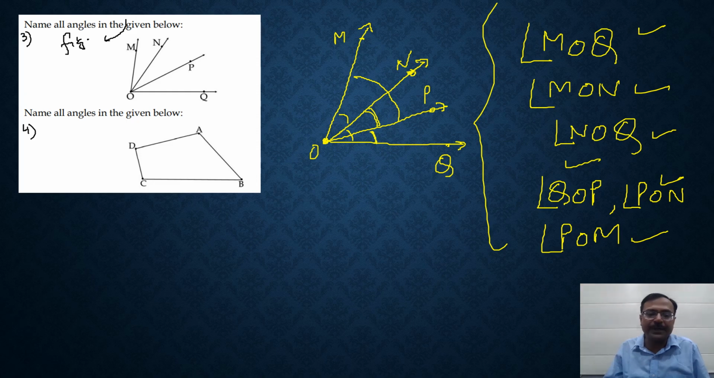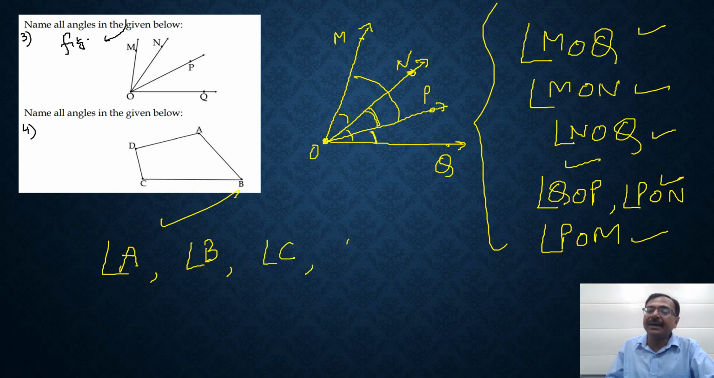Look at question 4 there. Name all angles in the given figure. Okay, so there's a figure which is given here, and it's a quadrilateral ABCD which has 4 vertices, and if it has 4 vertices, it has 4 angles. Now, because at the vertex A you don't have any other angle formed, so you can name it using a single alphabet, angle A, and then angle B, angle C, and angle D.